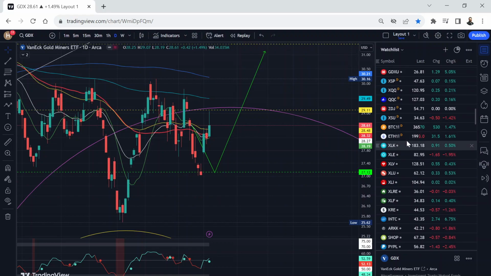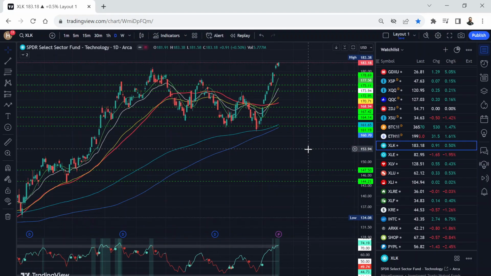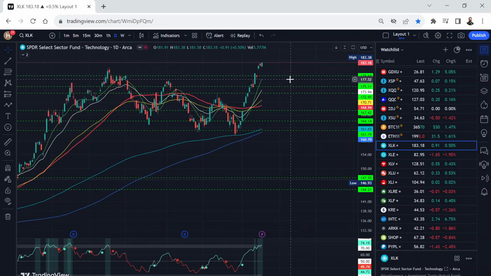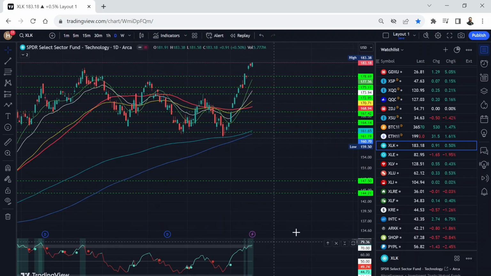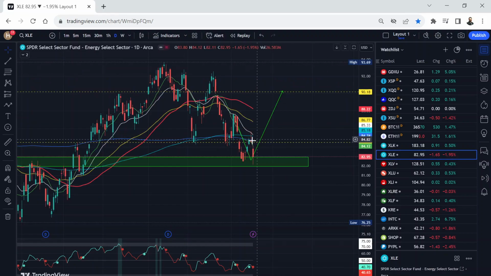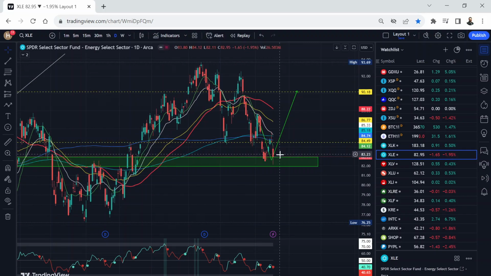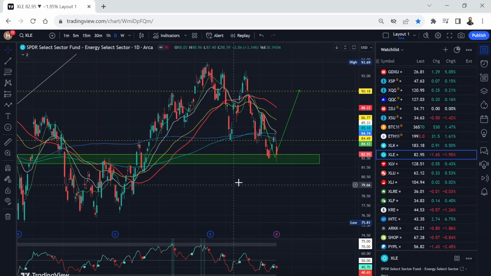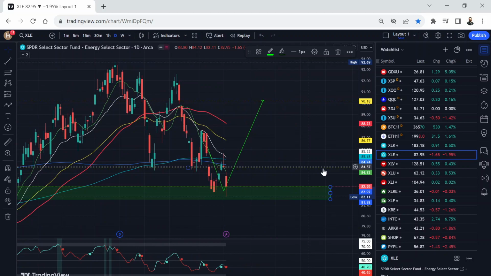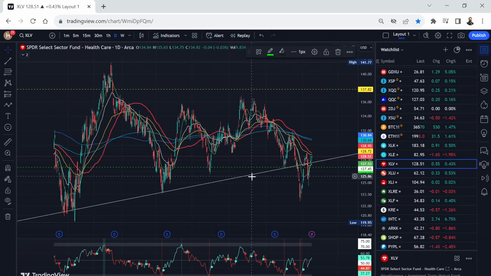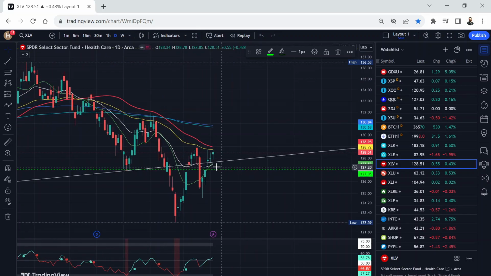Let's quickly scan through sectors. New highs on tech sector, sky's the limit. No divergence on RSI, bullish chart. XLE, right where I want to buy. This is where you want to buy XLE, nicely near the support zone, energy sector. XLV, healthcare, nice above this trend line, very, very nice trend line, holding nicely. Next breakout will be very bullish. It's finding resistance on 50 EMA and 50 SMA. If it breaks above this, it's going to be really bullish.